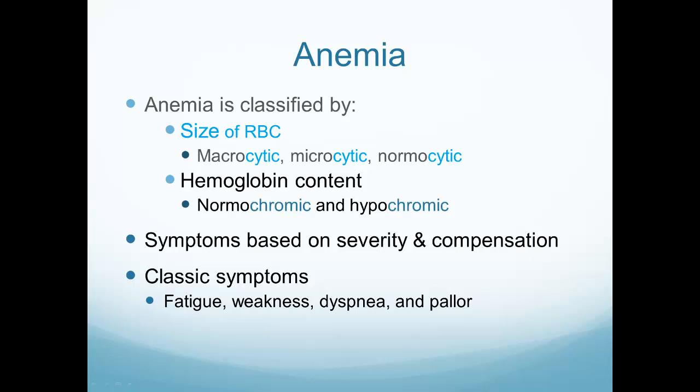cell. Macrocytic means the size of the cell is too big. Microcytic means it's too small. And then normocytic means it's just the right size. That's a normal size red blood cell.